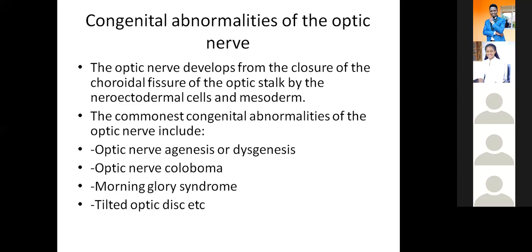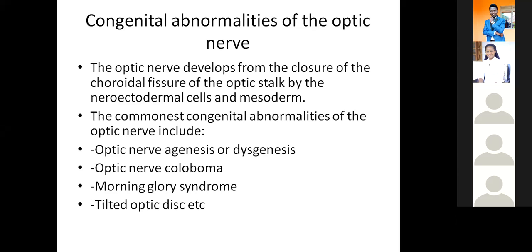Sometimes in the development, the optic fissure, the choroidal fissure, fails to close, and you end up getting abnormalities. Some of these abnormalities include optic nerve agenesis or dysgenesis. Agenesis means a completely absent nerve, and dysgenesis means that it is poorly developed. You have optic nerve coloboma, which is a direct consequence of failure of closure of the choroidal fissure.